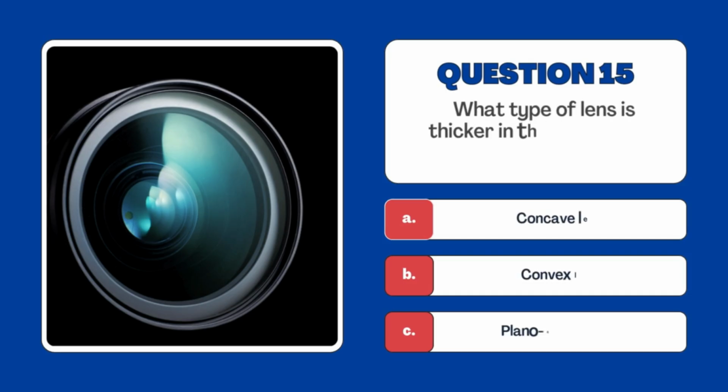Question 15. What type of lens is thicker in the middle than at the edges? A. Concave lens. B. Convex lens. C. Plano-convex lens.